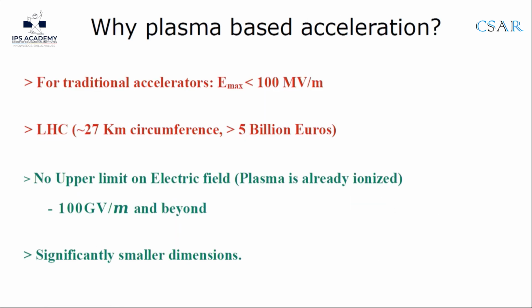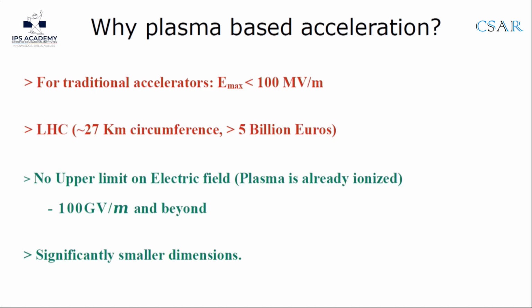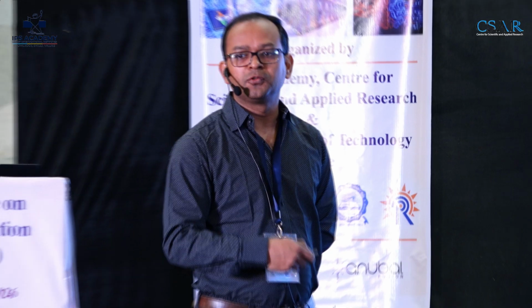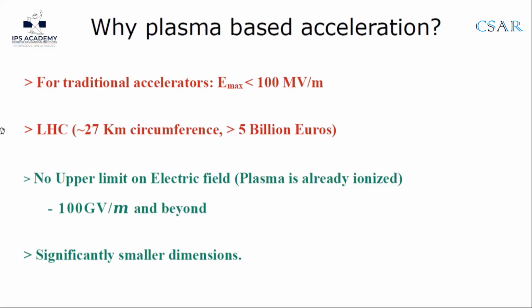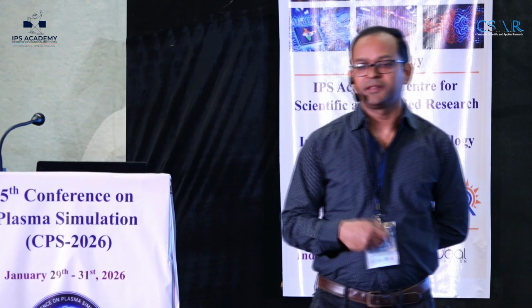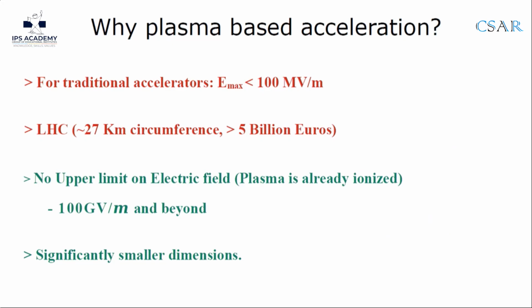Now, why plasma-based acceleration? Traditional accelerators use simple RF-based acceleration. But there is a limit on that, because the materials have a breakdown limit, so the field can go to around 100 megavolt per meter. If you go beyond that, the material is not stable. The supporting structure of the accelerator itself is vulnerable to that. That is the reason conventional accelerators are very large in size. If you want to accelerate particles to very high energies, you have to go bigger and bigger in dimensions, and that is how the cost also increases.